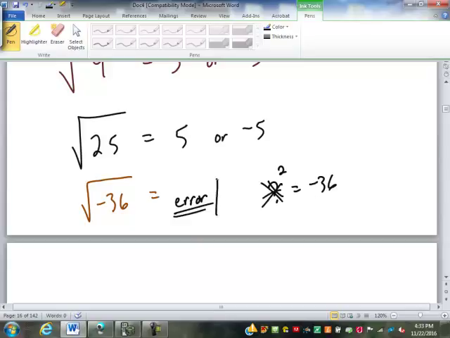Now, if we were to get into like a college algebra course, or even actually into an intermediate algebra course, they'll define something called imaginary numbers that allows you to take the square root of a negative. We're not getting into that in here. For our purposes, you cannot take the square root of a negative.